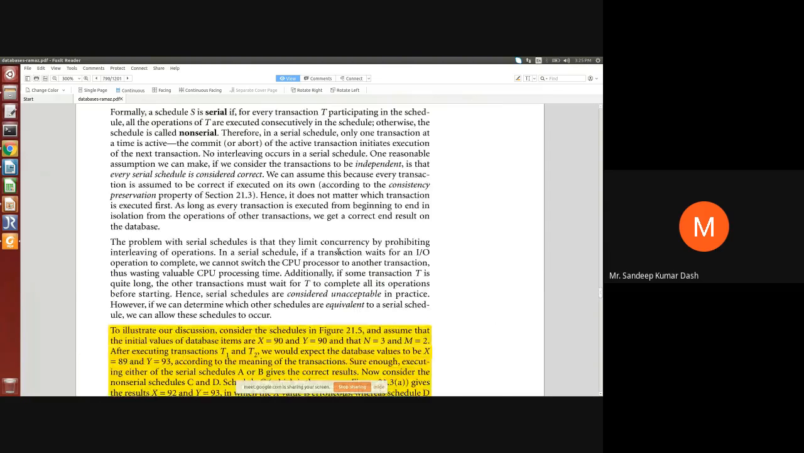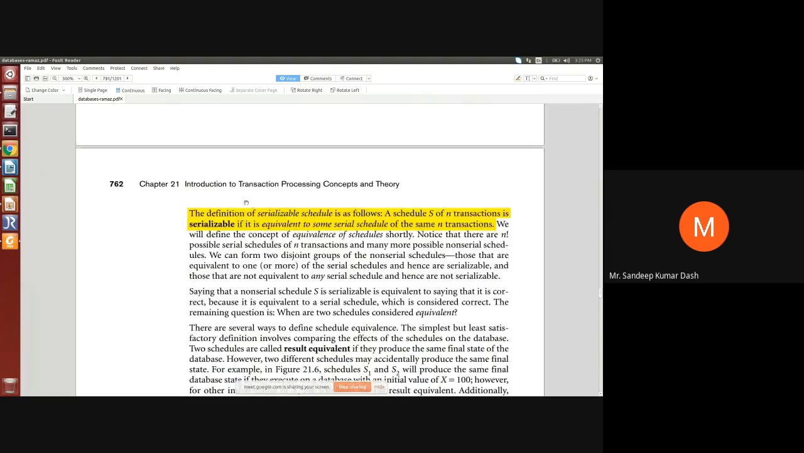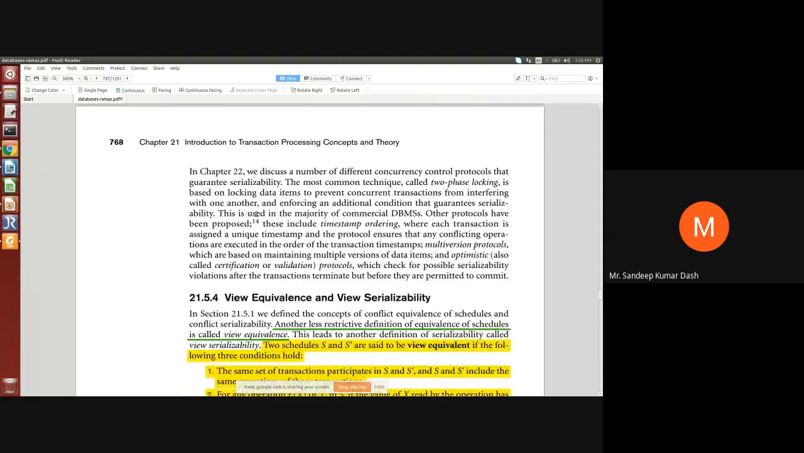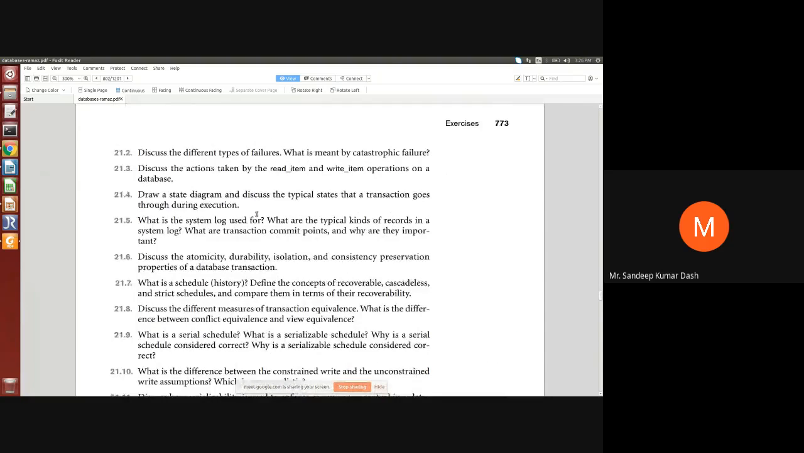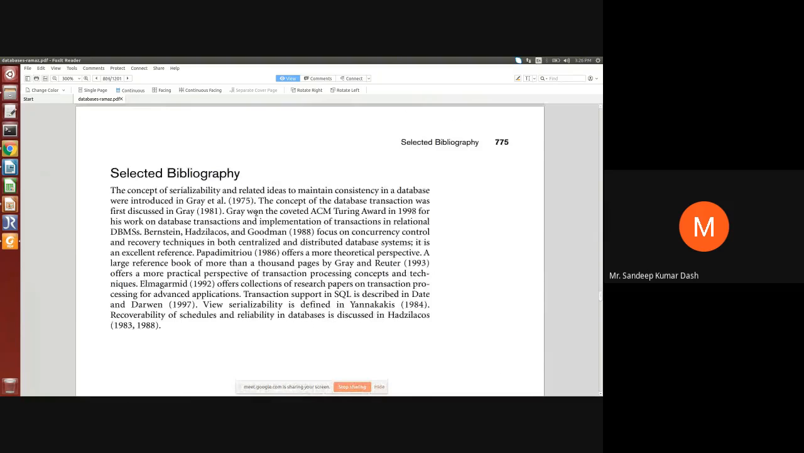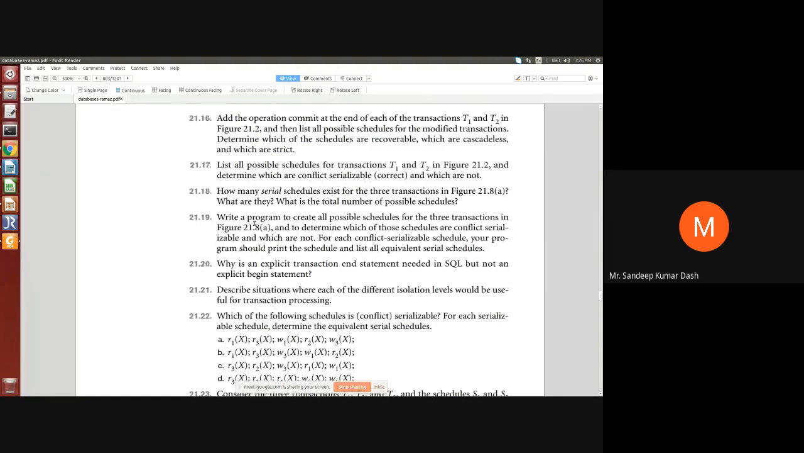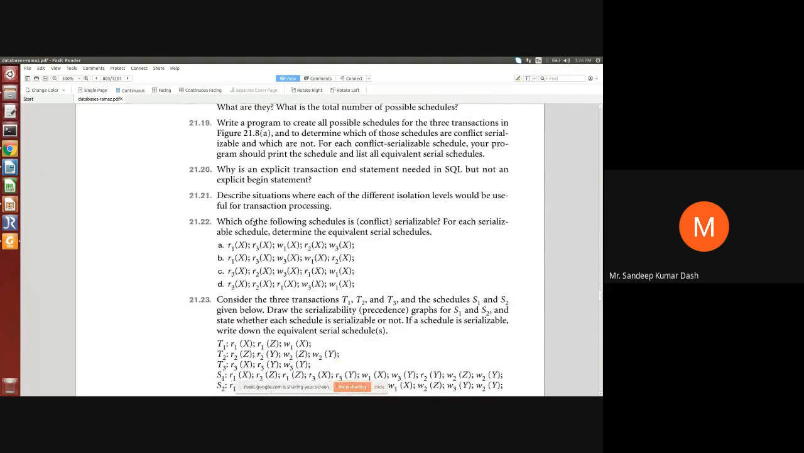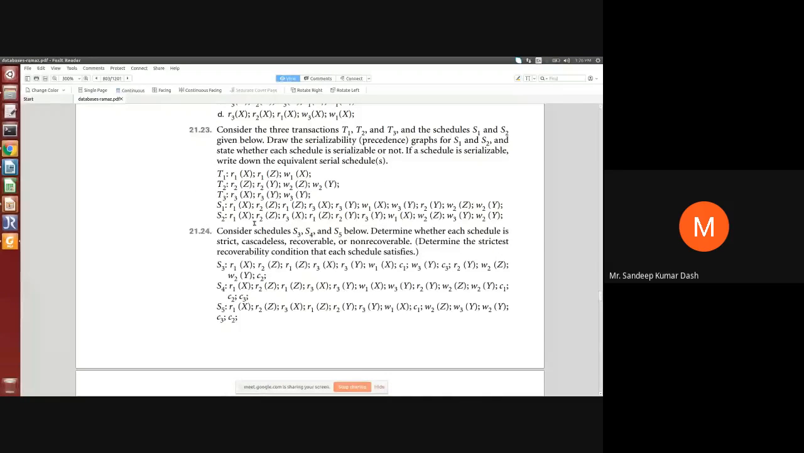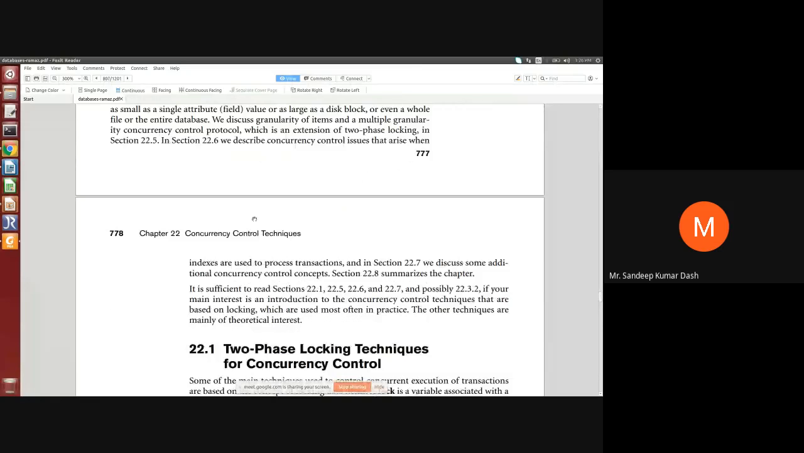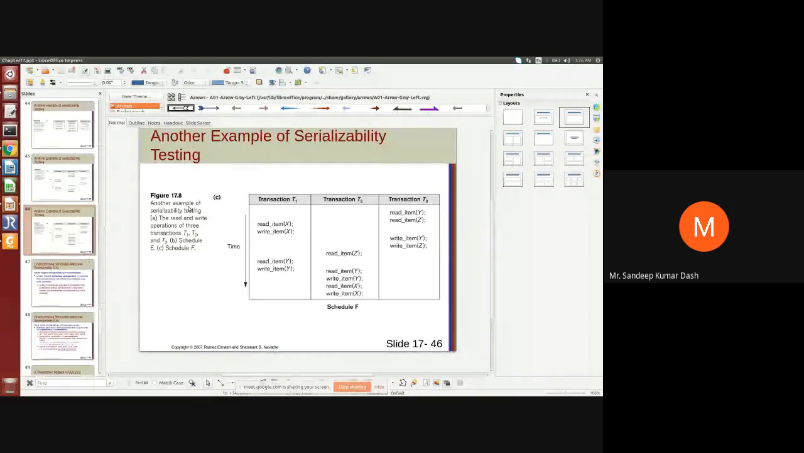Fine. So this part was left for view serializability. Next thing we will go to concurrency control techniques. What are the different concurrency control techniques?